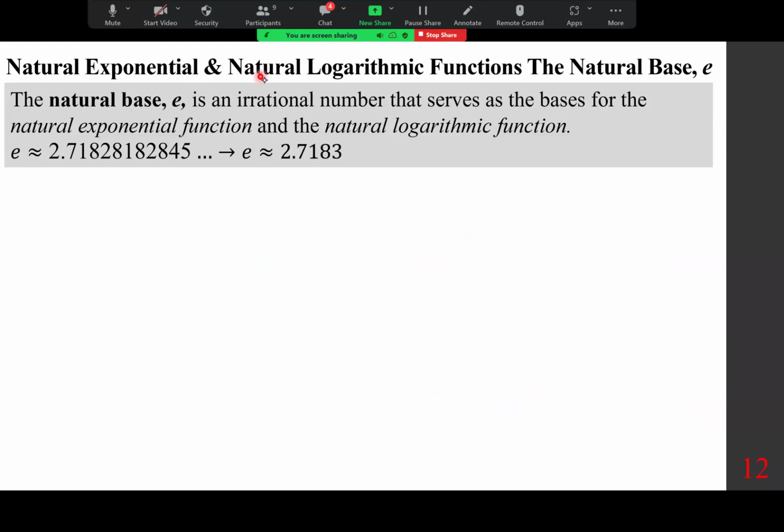Natural exponential and natural logarithmic functions, the natural base e. The natural base e is an irrational number that serves as the basis for the natural exponential function and the natural logarithmic function. e is an irrational number, which means it continues indefinitely, 2.71828182845, and it continues indefinitely. If you stop here, you have to change the 2 to 3 because next to it is 8. So it's an irrational number that continues indefinitely.